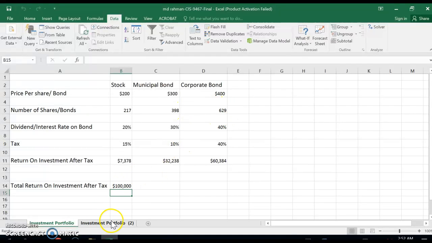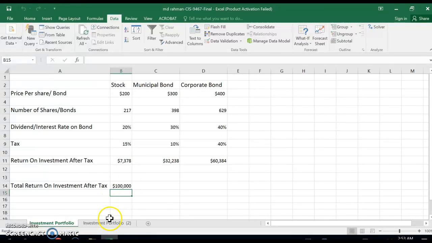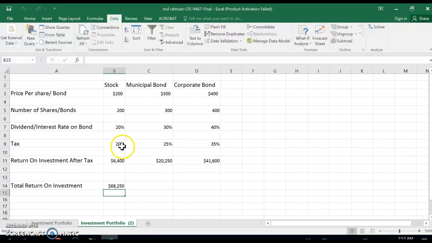So I created another investment portfolio with different tax rates. Before, my tax rates were 15, 10 and 40%. Now I have tax rates of 20, 25 and 35%. I wanted to see how many shares, municipal bonds and corporate bonds I need in order to get $100,000. Let's use Excel Solver to calculate it.